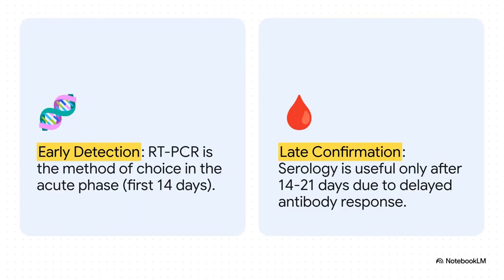Let me put it as simply as possible. If a patient presents within the first 2 weeks of their illness, you must use RT-PCR. A negative serology test during this early phase is absolutely meaningless. It cannot rule out the infection because the antibody response is just way too delayed.